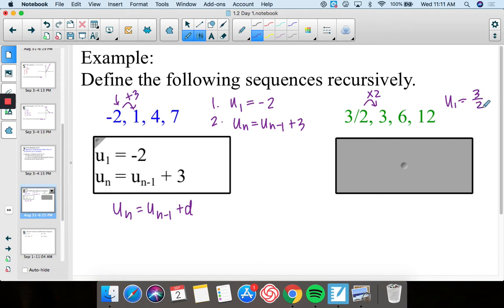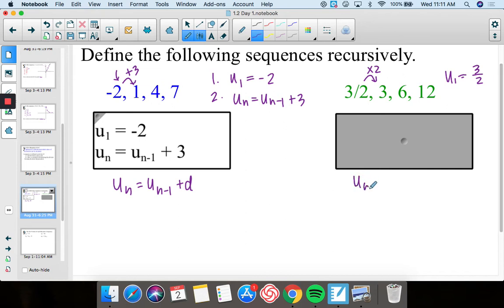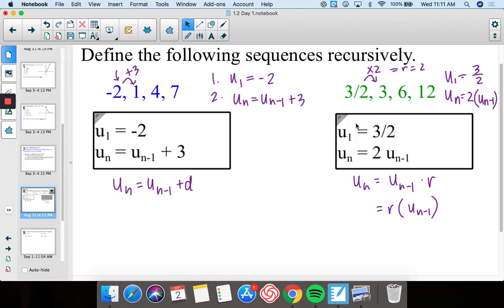But then the second one has a different formula. So this is u sub n equals u sub n minus 1 times r. Another way that you can see this is r parentheses u sub n minus 1. So two different ways to write that. Our r here, or your ratio, is 2. So if r equals 2, then we're going to say u sub n equals 2 parentheses u sub n minus 1. And again, that's what's behind here.